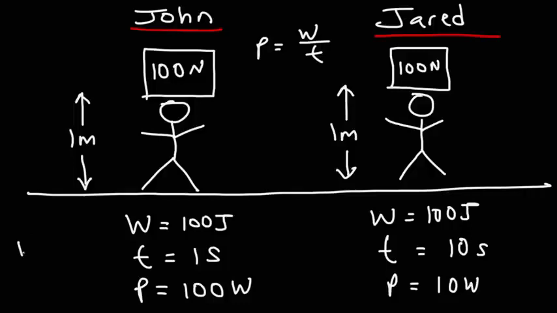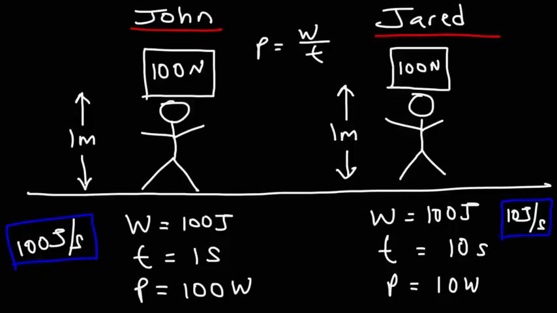So John transfers 100 joules in 1 second. Jared is only transferring 10 joules per 1 second. So we could say that John is more powerful. It took him a shorter amount of time to get the same job done, whereas Jared takes a longer amount of time to get the job done.